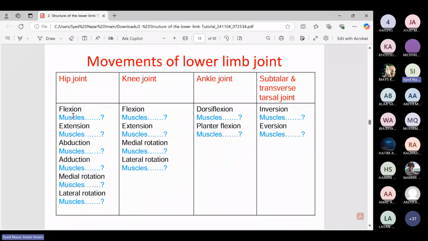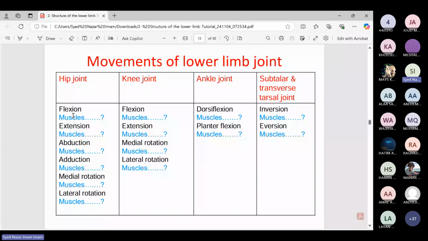Again, as I told you, the important bony landmarks are very, very important, and one of them is your lesser trochanter. And on the lesser trochanter, we have the attached psoas major. They are attached on the lesser trochanter. They are passing anterior to the joint, so they are the main flexor of the hip joint. Now, what about the extension?